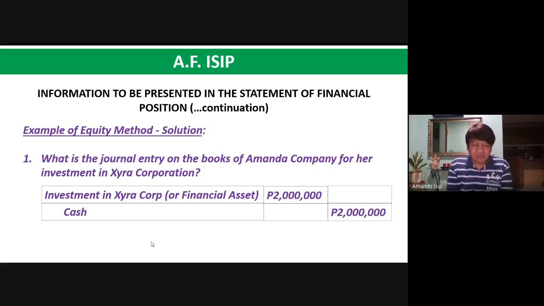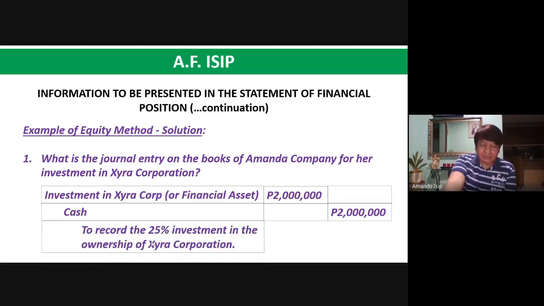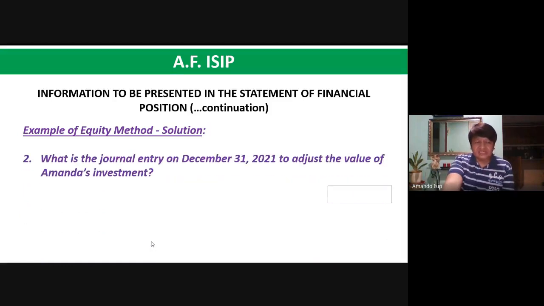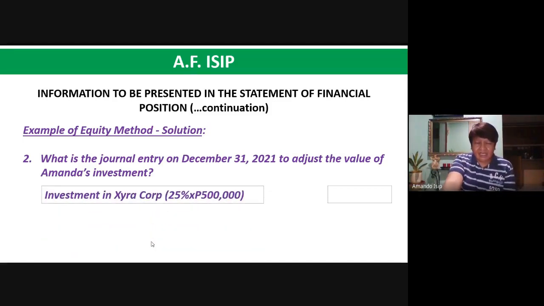Remember, Amanda has significant influence because the investment is more than 20%. So this is to record the 25% investment in the ownership of Syrah Corporation. Question number two. What is the journal entry on December 31, 2021 to adjust the value of Amanda's investment? We will now adjust using the equity method because the investment of Amanda is more than 20%. So let's compute. Syrah Corporation is the investee.